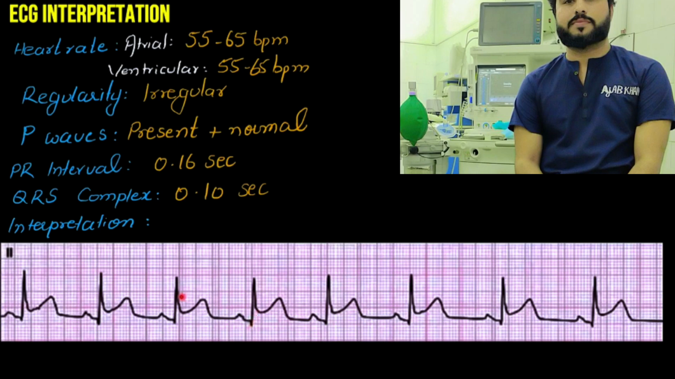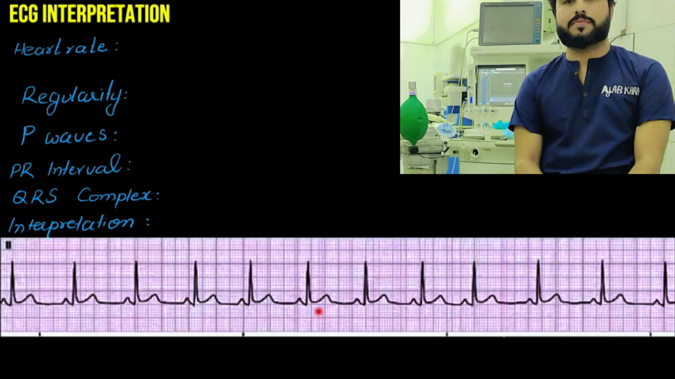If you look at the QRS complex, this QRS is actually extending down like this if there is no ST segment elevation. So it is a narrow QRS complex with sharp, steep angles, and it is almost more than two small boxes. So it is 0.10 seconds. The interpretation is it is a sinus arrhythmia. SA node is running the rhythm, but it is irregular. Therefore, we have written it as sinus arrhythmia.